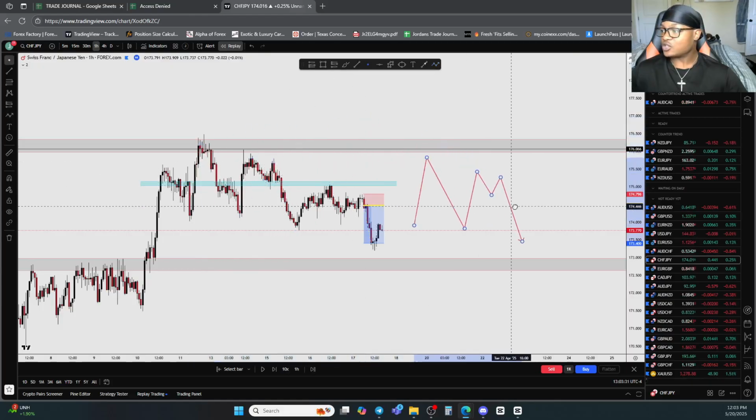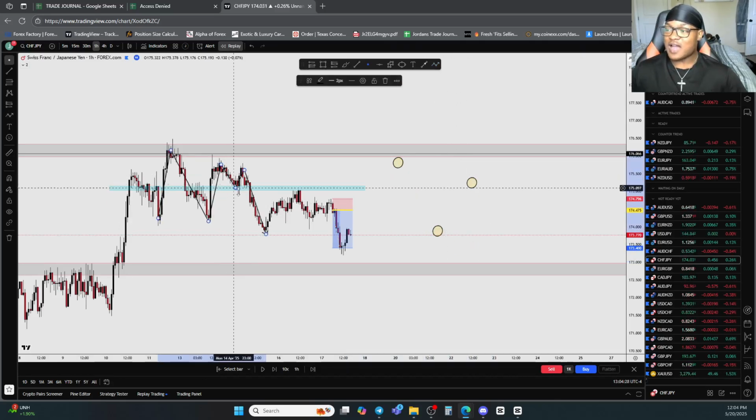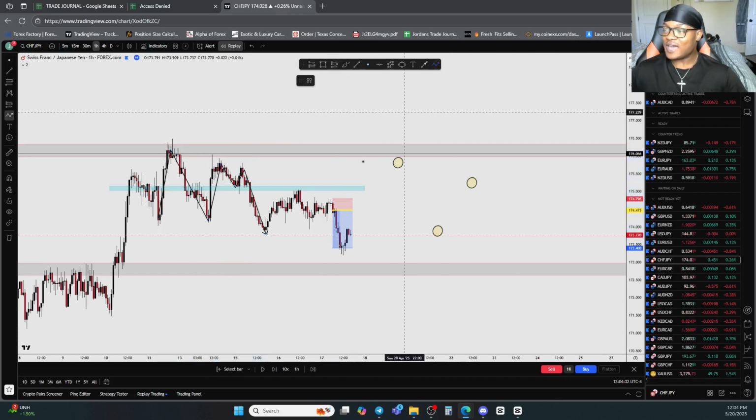And now you can see we have what? Structure within structure. The last structure break is around here. So if we drag this back towards our market, you can see where that matches up there. We want to use that last previous structure point as an area of interest.